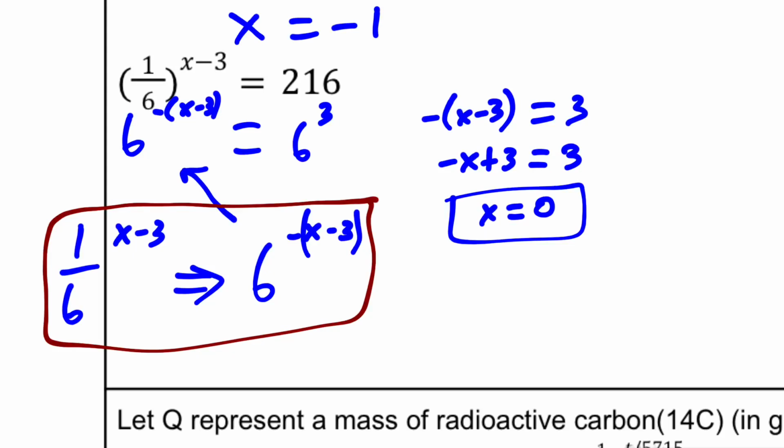We'll do the same thing here. We'll change 216 to have a base of 6. And we'll rewrite the left side to also have a base of 6. All we have to do is change that exponent to a negative. When we do that, we can set the exponents equal to each other. So negative x plus 3 is equal to 3, so x is equal to 0.